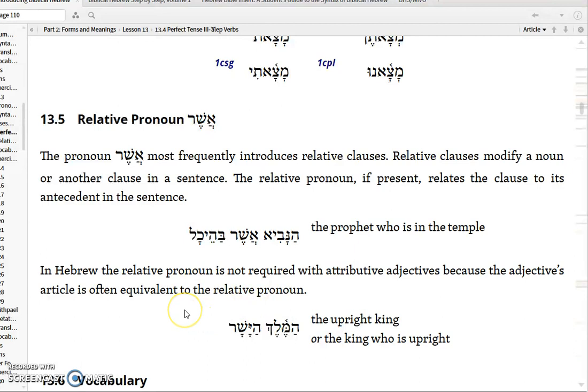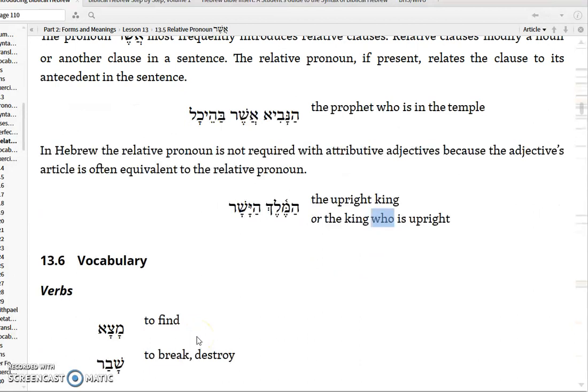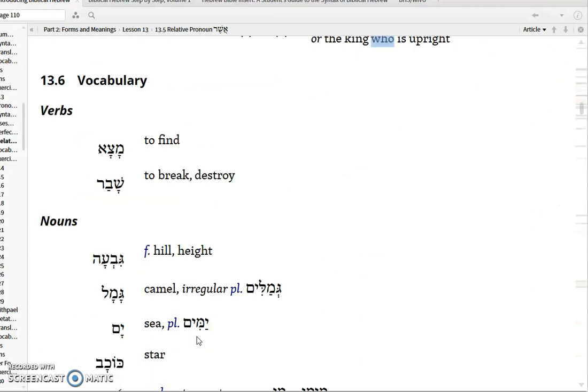In Hebrew, the relative pronoun is not required with attributive adjectives. So you can say the king, the upright one, meaning the king who is upright. So you don't always use asher. You can use other forms to express a similar idea. Well, we'll finish this in the next video.